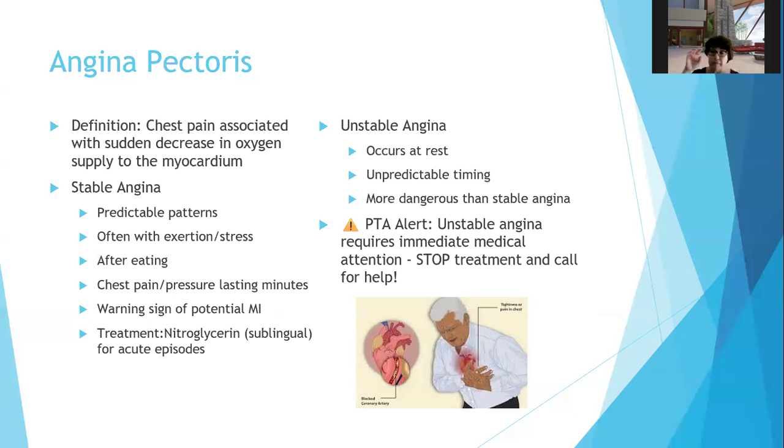But when we talked about strokes or CVAs, a thrombus blocks a vessel in the brain with an ischemic stroke, the most common kind, and the tissues are deprived of oxygen for a certain amount of time. That's pathophysiology. It's the same thing with a myocardial infarction. The myocardium is deprived of oxygen for a significant amount of time and cells die. With angina pectoris, it is a temporary decrease in oxygen supplied to the myocardium.